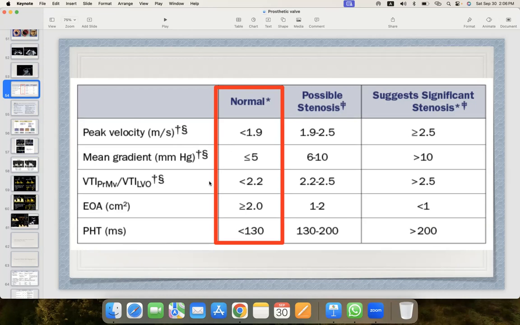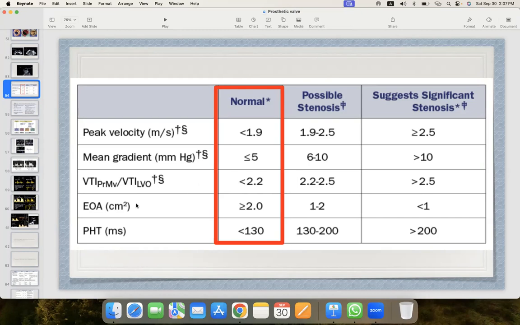We can also calculate the dimensionless velocity index. We do this by dividing the VTI of the mitral valve by the VTI of the LVOT. You need to be careful that the VTI of the prosthetic mitral valve is calculated by continuous wave, so you have to use the continuous wave and trace it. Then you divide the prosthetic mitral valve VTI by the LVOT VTI, which you usually do by pulse wave. Normally it should be less than 2.2. In a patient with stenosis or even mitral valve regurgitation, they will have a higher ratio.